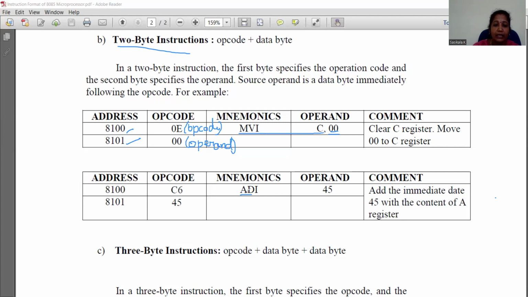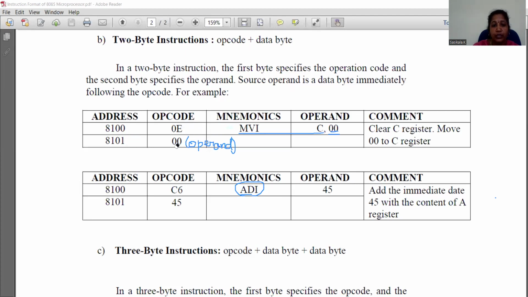While we write the opcode, first if you refer to the opcode for ADI, the opcode is C6. And here we have mentioned the numerical value 45, that is called the operand. That should be written in the next memory location. So C6 is the opcode and 45 is the operand or the data. Since ADI 45 occupies 2 memory locations, and we have already discussed that in one memory location only 1 byte can be stored, this instruction is called a 2-byte instruction.